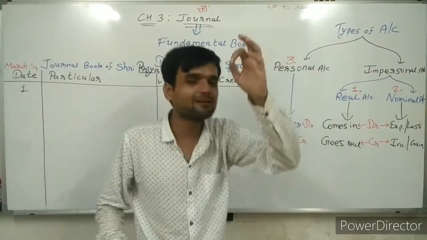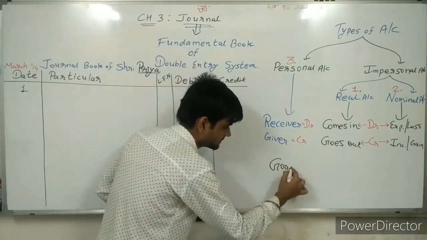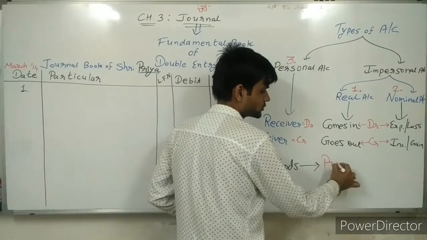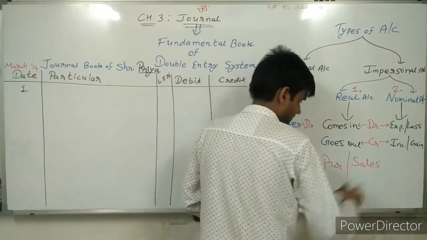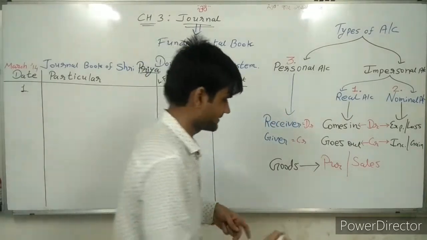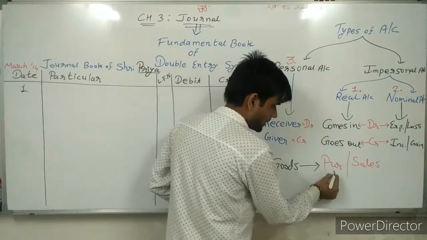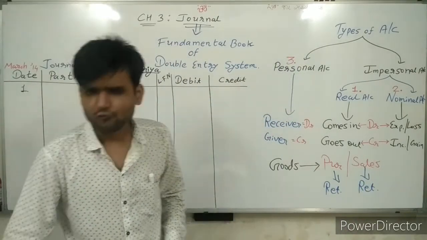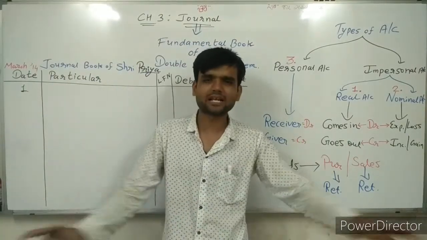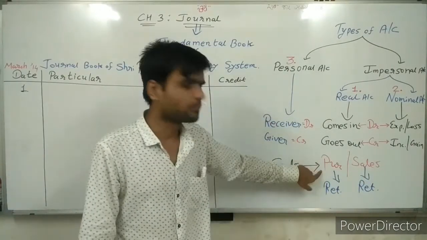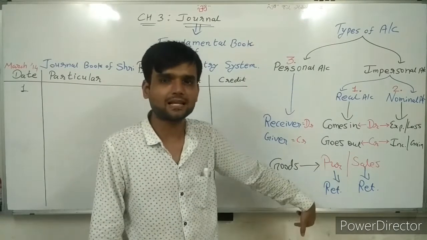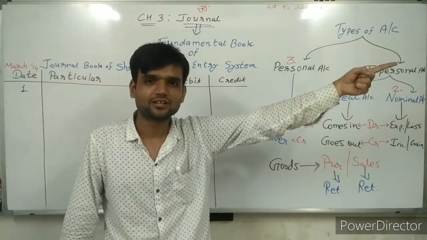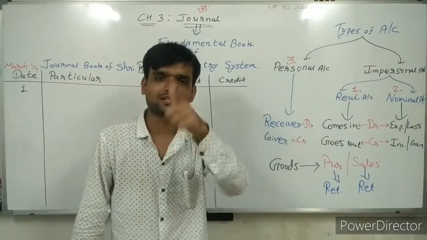And remember one thing: for goods we can use 4 words. Purchase, sales, purchase return, sales return. That's it. For goods, I can use only these 4 words; other words I cannot use at all. Here, goods purchased, so purchase account. If goods are sold, sales account. Goods returned to the supplier, purchase return. Goods returned by a customer, when the customer returns goods to me, then sales return. That's it.